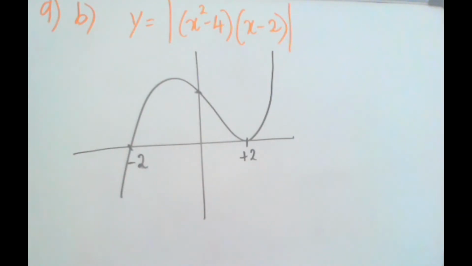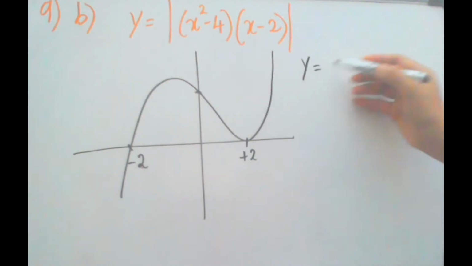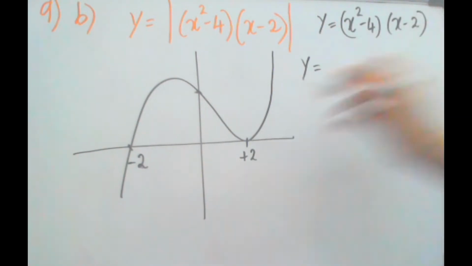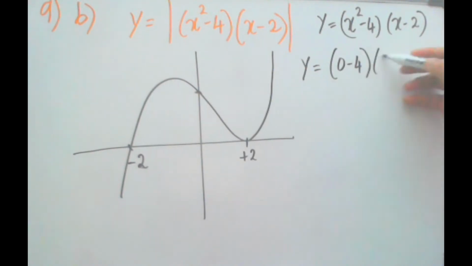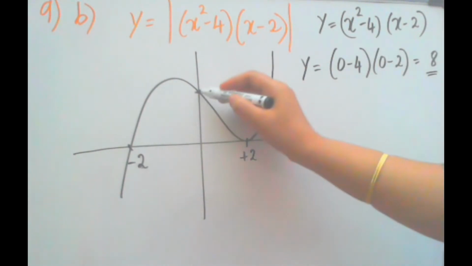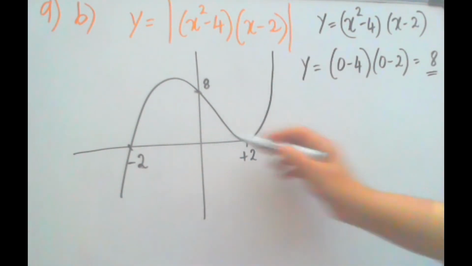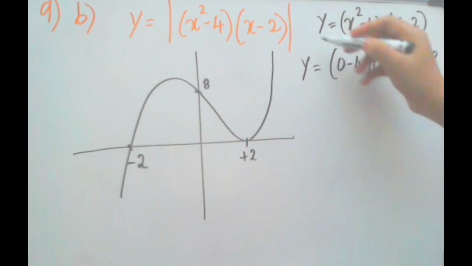Yes, you are right. The y coordinate is found by putting x equal to 0. Remember, we are still drawing the graph of this equation without the modulus. So y equals, when I put x equal to 0, 0 minus 4 and 0 minus 2, it becomes plus 8. So this point here is 8. So we have drawn the graph, we have marked all the intercepts, and that is for this graph.